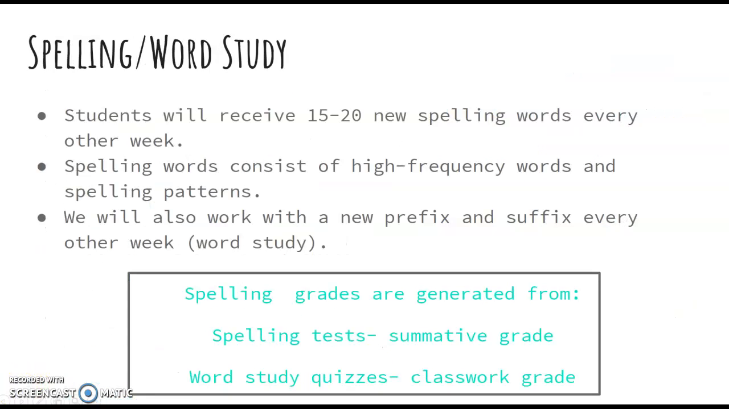For spelling and word study, students will be given 15 to 20 spelling words every other week. We will have a spelling pretest. Students only have to take the spelling test if they do not get a 100% on the pretest. Students will only do spelling homework for the words they got incorrect on their pretest. We will also learn prefixes and suffixes throughout the year.